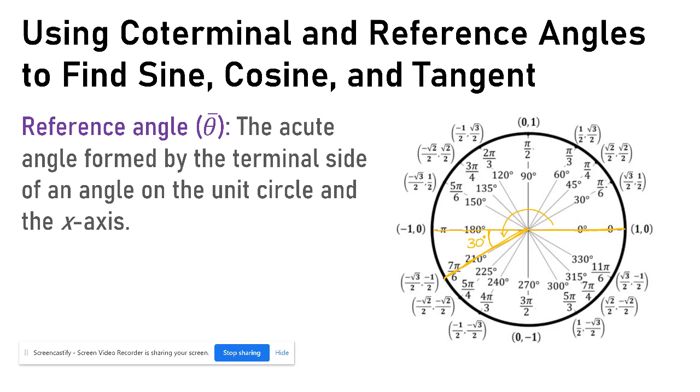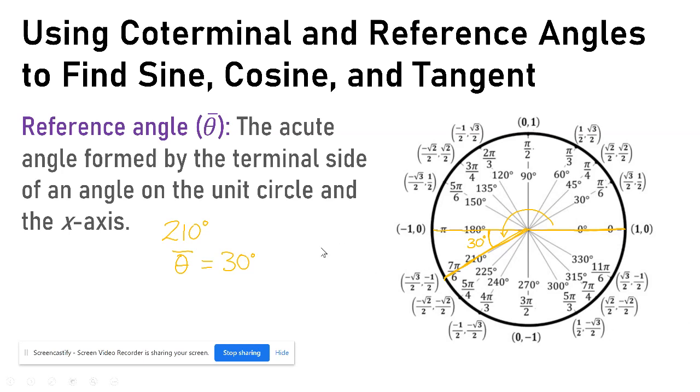So what we'd say is for a 210 degree angle, the reference angle, and we denote that with a theta, theta is our variable for angles, we put a little bar over it, and that tells us it's the reference angle. So the reference angle is 30 degrees. Let's do one more here.